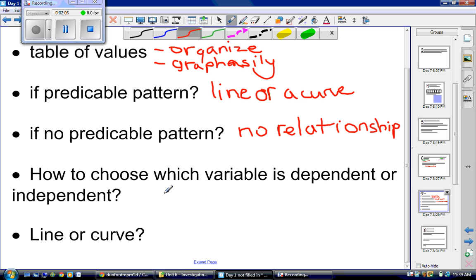How do we go about choosing which is the dependent or the independent? Sometimes it's not too difficult because you know it's time or it's something that goes up in a regular fashion, but sometimes it isn't as obvious. So ask yourself, is the value that you're looking at dependent on the other value? If it's dependent on the other value, then it is the dependent variable, and your independent will be the other variable. So you really have to look at what the data is and what it looks like in order to decide that. And then, is it a line or a curve?